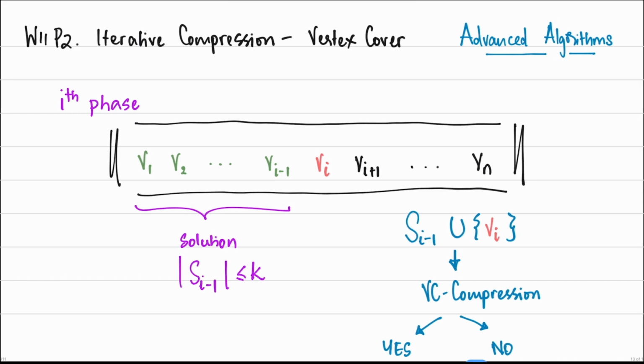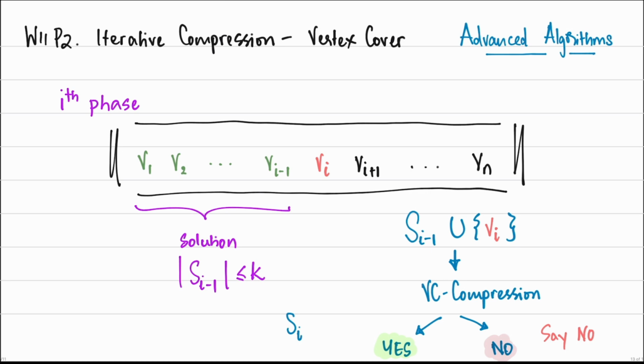Now, what we already know is that if the compression algorithm says no, then we can also say no, and our algorithm is actually done at this point. There's nothing more to be done. On the other hand, if the compression algorithm says yes, then there is some hope. So we make progress by looking at the solution returned by the compression algorithm. Let me call that S_i.